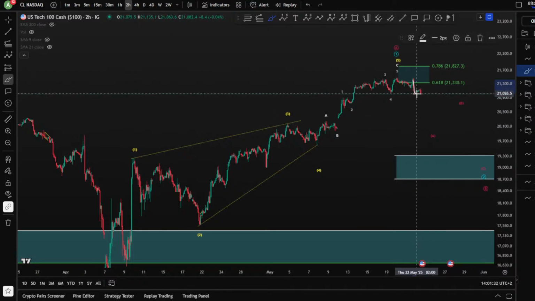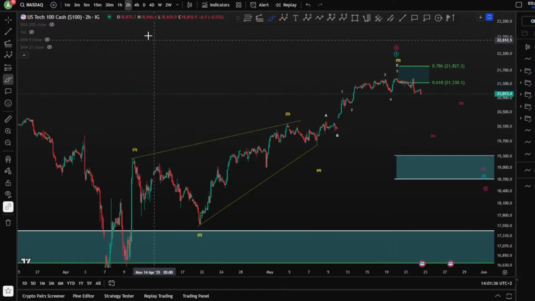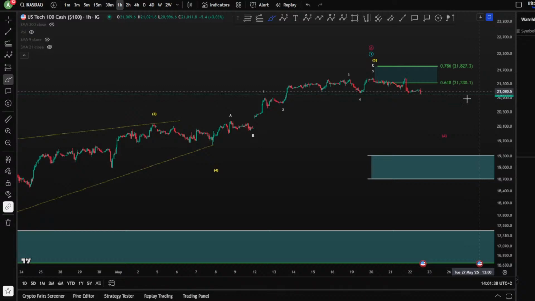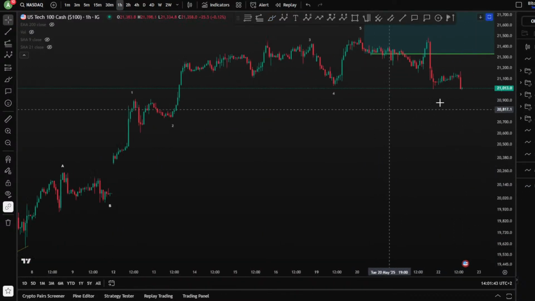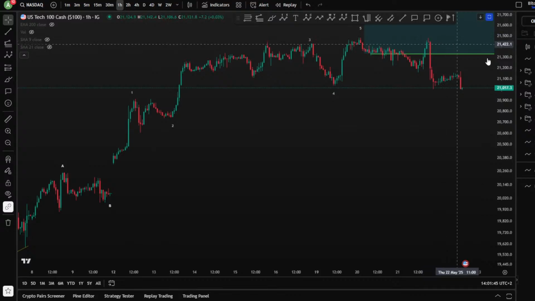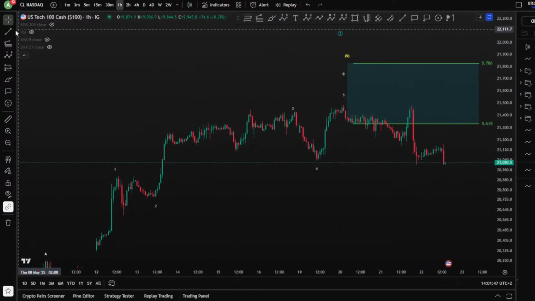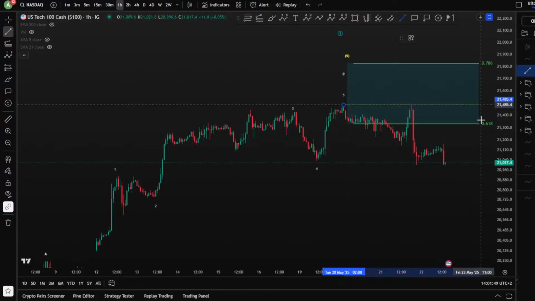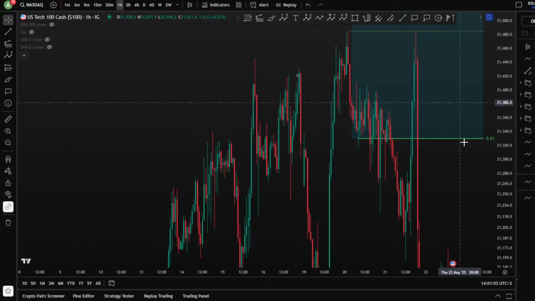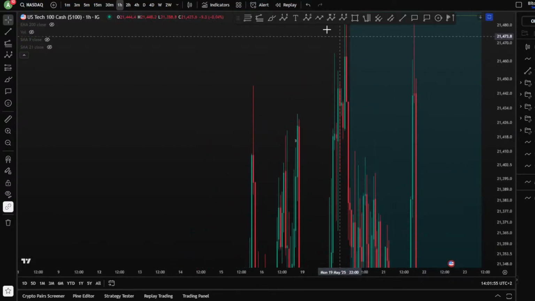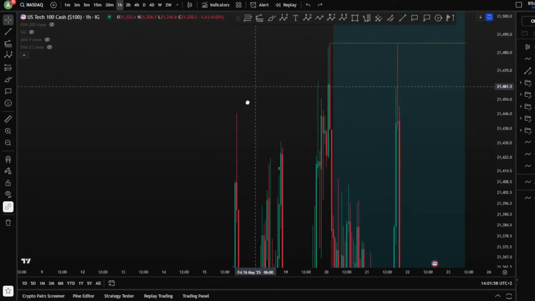Now it looks like an impulse potentially. What I'm not sure about is this wave here. If we dive a little bit deeper inside it, I would like to see which one is the high exactly, guys. This is the most important thing, and it looks like it is very equal. So I need an answer. Where is the high here?